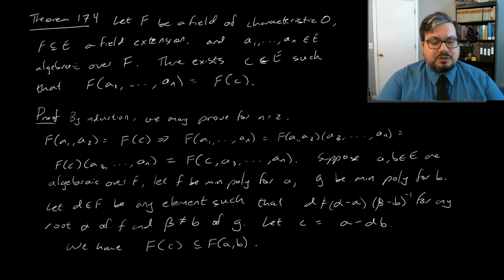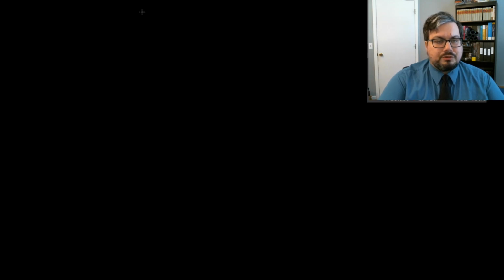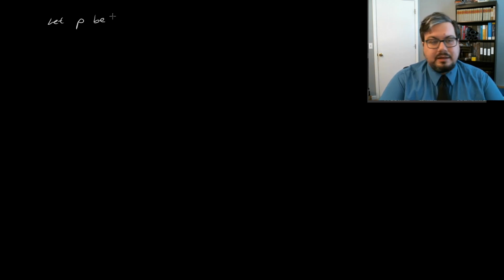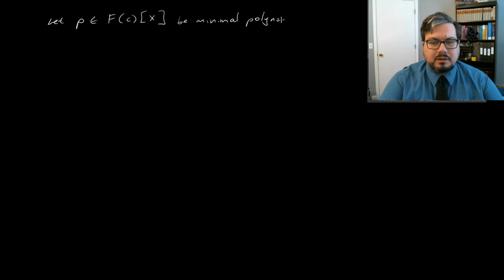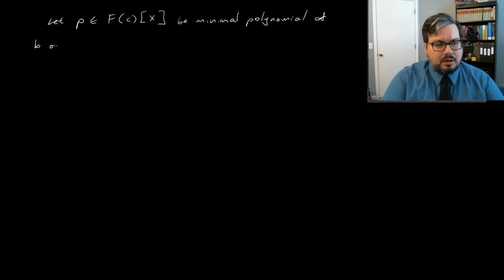So to do that, let's go through the following argument. Let p be the polynomial in f of c adjoin x, be the minimal polynomial of b over the field f of c.